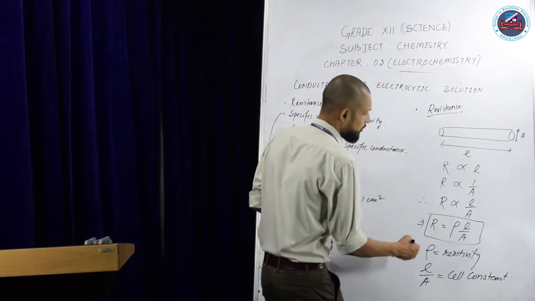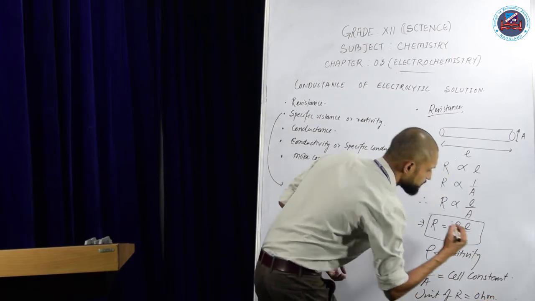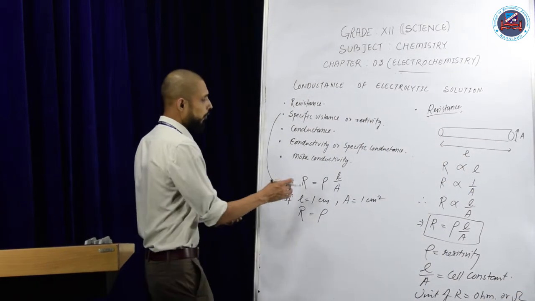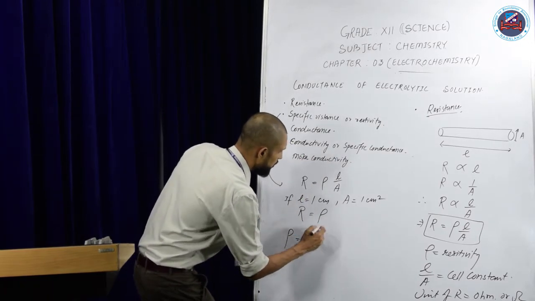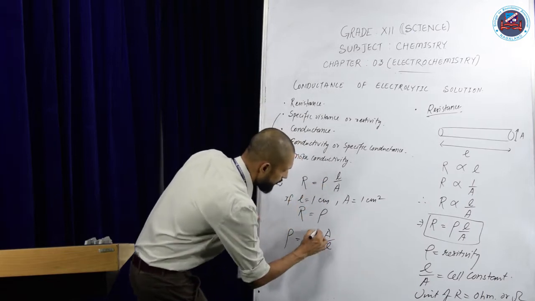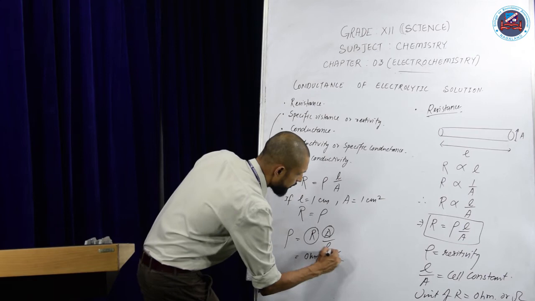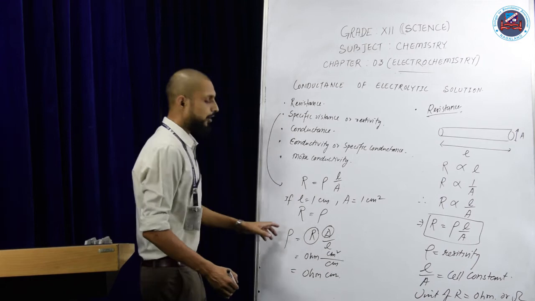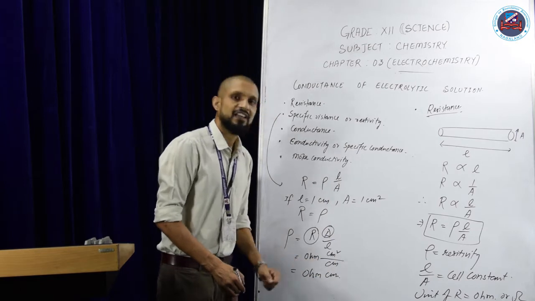For resistance, the unit of R is Ohm, or you can use the symbol. For specific resistance, rho, the unit is written as follows. Rho is equal to R A by L. So rho: resistance is Ohm, A is centimeter square, L is centimeter, so Ohm centimeter. So the unit of specific resistance or resistivity is Ohm centimeter.